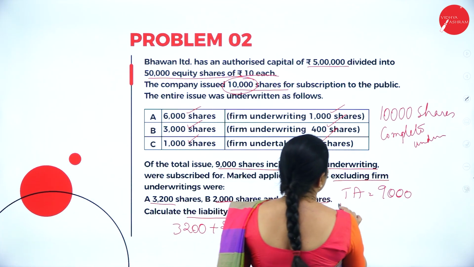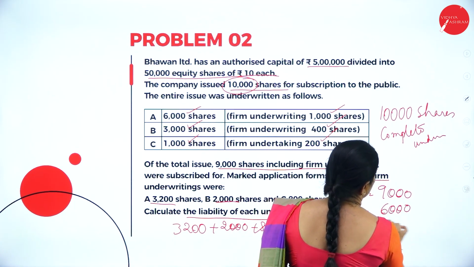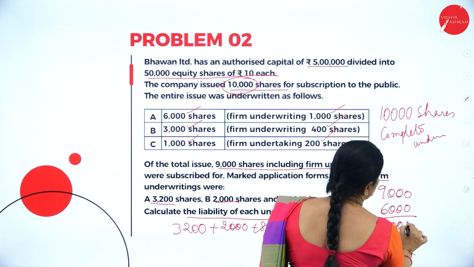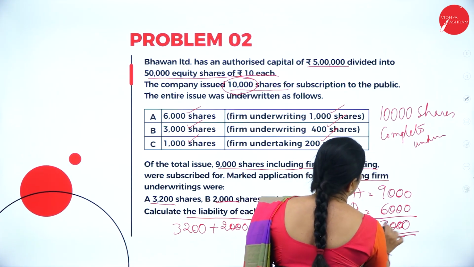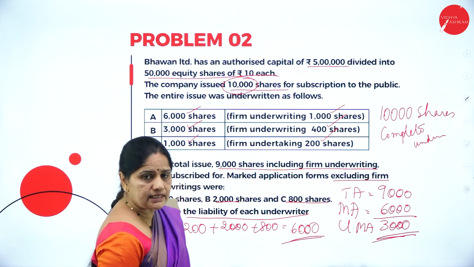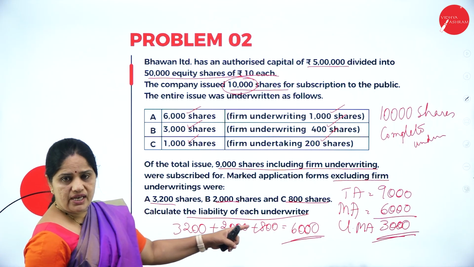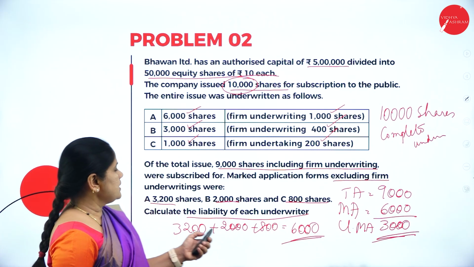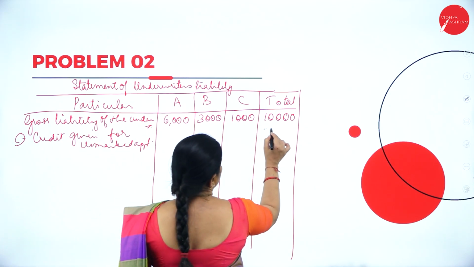So, marked applications I am deducting. So, what are the unmarked applications here? 3,000. This becomes unmarked applications, that is 3,000. So I have calculated it as 3,000. So here unmarked applications total is 3,000.